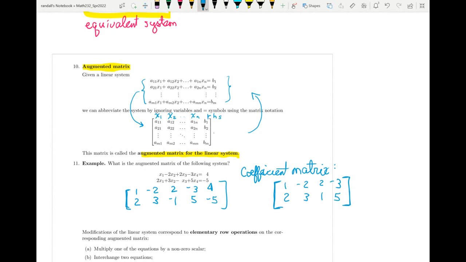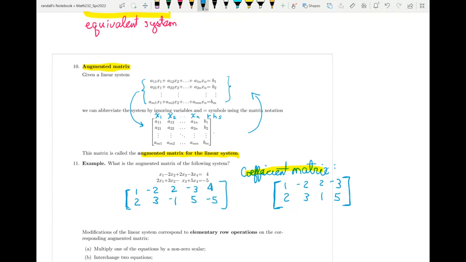Of course, when you do that, the coefficient matrix is not enough for us to determine the solution set. I need to know the right-hand side. But many operations that we will do on a system and later on in this course will be focused on the coefficient matrix. So it's good to introduce that right now, and it is introduced in the book. So that's the coefficient matrix.